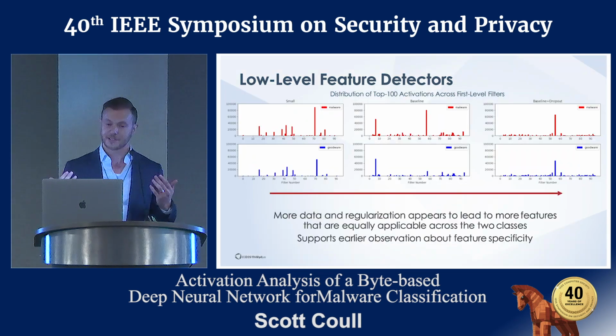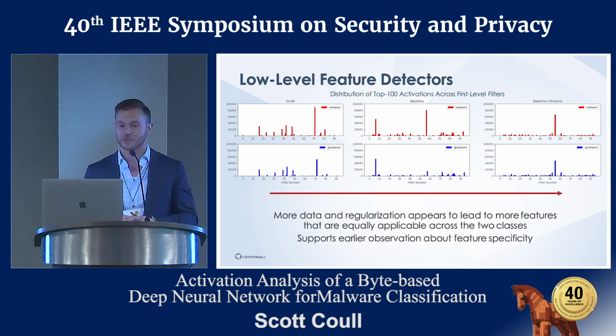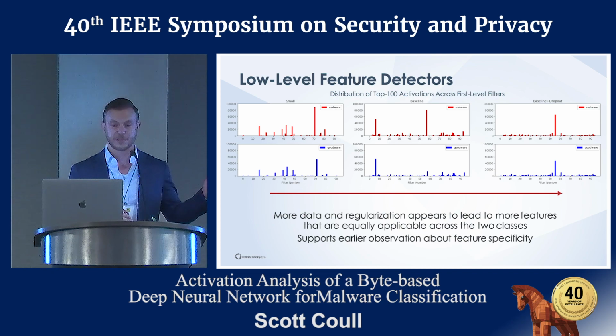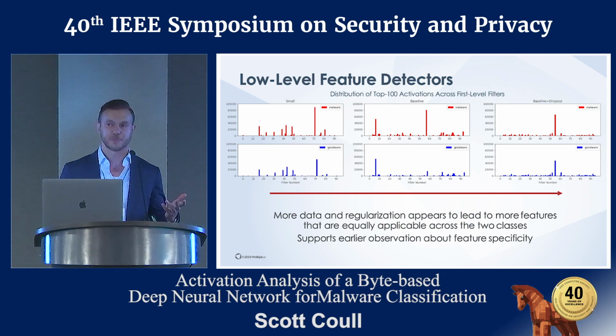Again, let's put the context up there to see how things change over time with different amounts of regularization and volume. We see that the small model uses very few filters. This is kind of to be expected. It's a smaller data set that doesn't need to use as much capacity.